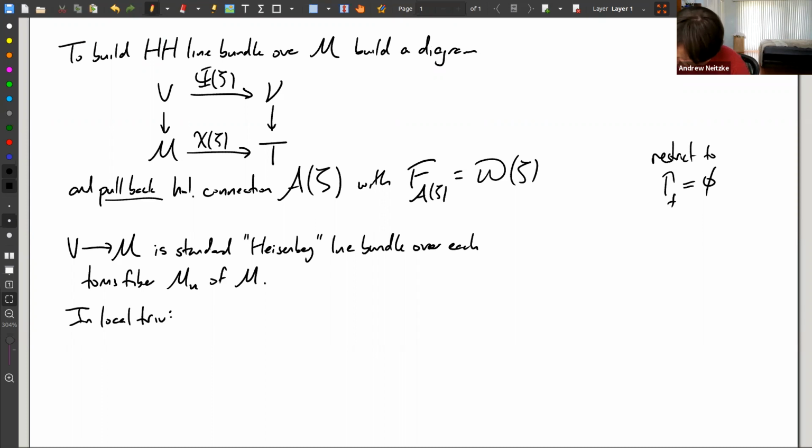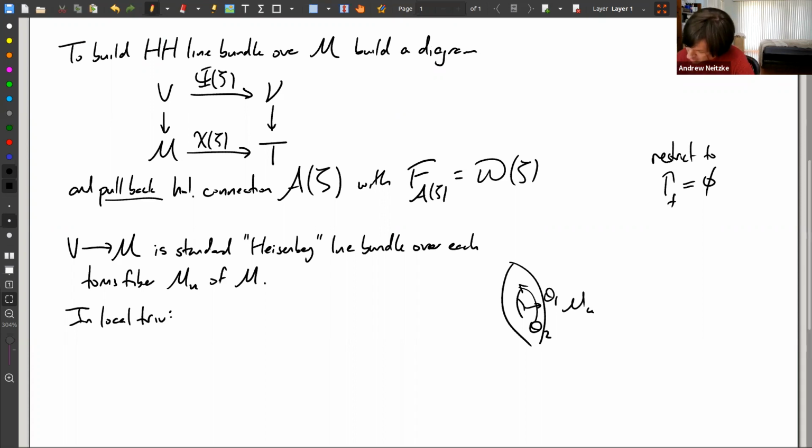So we could write it. Let's just suppose, to write a concrete formula, let's imagine mu is literally a 2-torus, with coordinates say θ1 and θ2. Then the way we'll construct this line bundle is we take the trivial bundle over the universal cover, and then we make an identification. I'll let psi be the coordinate in the fiber of this bundle.